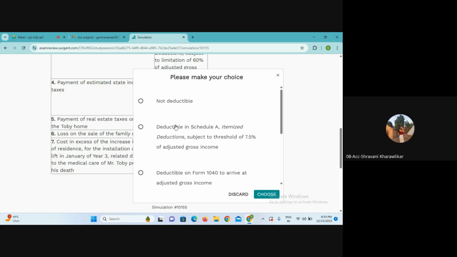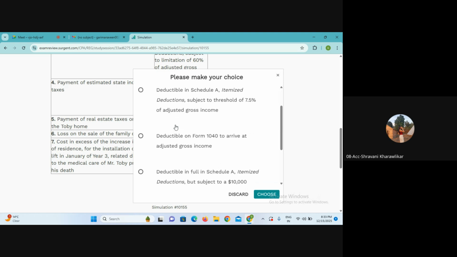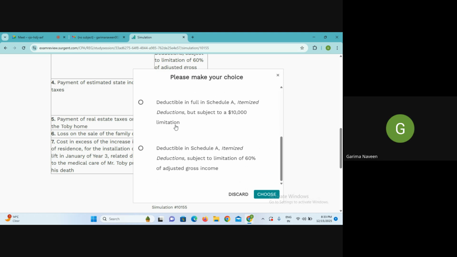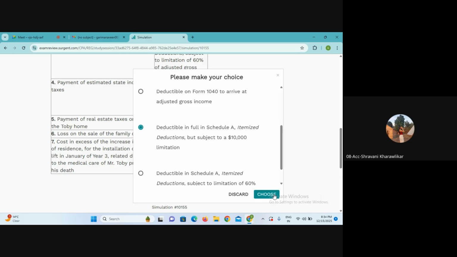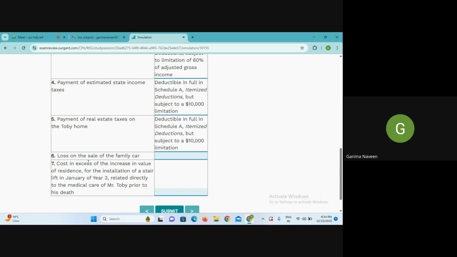Ma'am, what is the next option? Options were the same for all. Okay, ma'am, deductible in Schedule A as an itemized deduction but subject to $10,000. Okay. So let's do the next one.